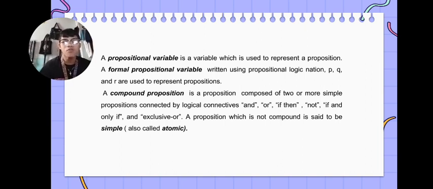And next is a compound proposition. It is a proposition composed of 2 or more simple propositions connected by logical connectives: and, or, if then, not, if and only if, and the exclusive or. A proposition which is not compound is said to be simple or atomic.